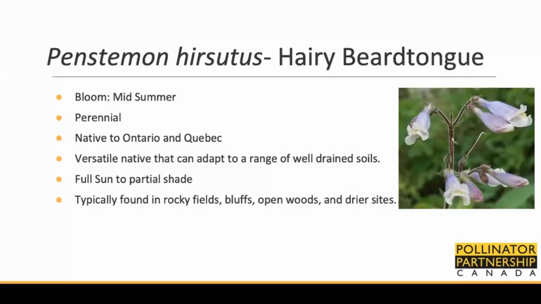Moving into the Project Wingspan Ontario plant list, the first plant we have up is hairy beard tongue. This plant is called beard tongue due to the hairs that line the protruding lower petal of the flower, which you'll see on the next couple of slides. Hairy beard tongue can be found in rocky fields, bluffs, open woods, and generally dry sites. It will typically bloom in midsummer and will attract a variety of bees, butterflies, and moths.